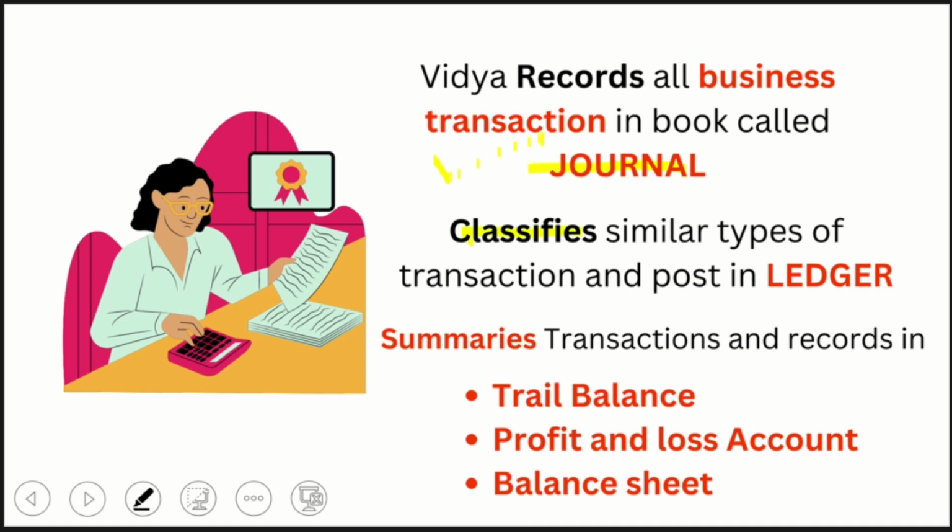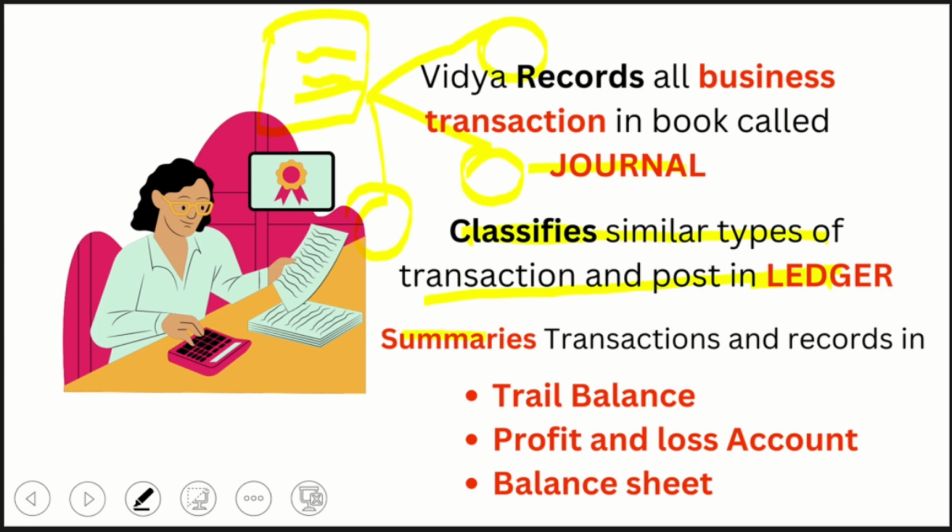Next, we have classifies: similar types of transactions are classified and posted in the ledger. Classification means segregation of the same basic nature and posting them into a format called ledger. When Vidya was recording in the journal, she was recording everything together, all purchases, all sales, all rent. Now, when she is classifying in the ledger, she brings all the purchases together, all the sales together, rent paid together. She classifies similar types of transactions and posts them into the ledger.